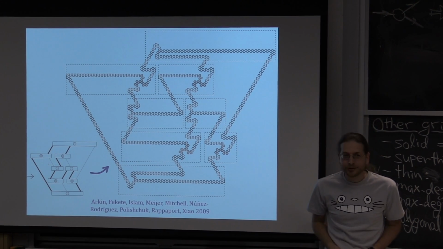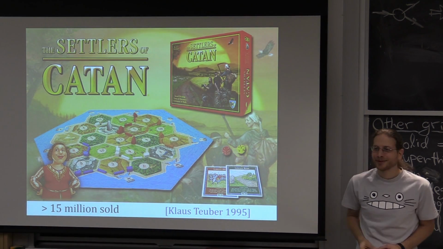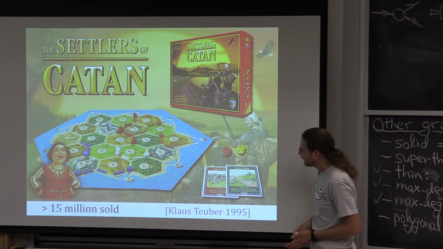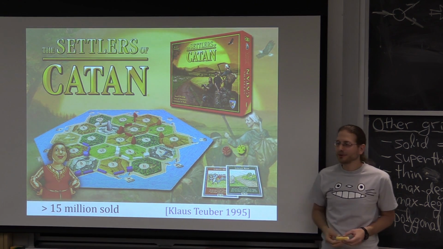Why do we care about hex grid graphs so much? Because Settlers of Catan and various other board games that have a hex grid. Now, has anyone here not played Settlers of Catan? Okay, a few.